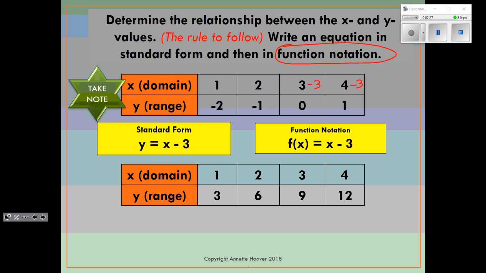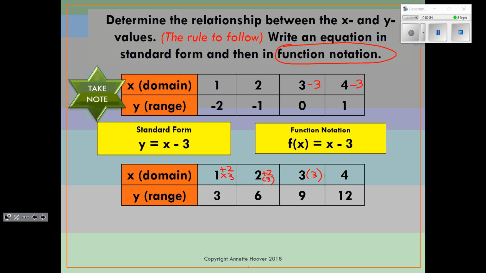Here's another table. We're going to look for a rule. Look at the x right here, the input. We say, what do we do to 1 to get to 3? Well, you could add 2, or you could multiply times 3. Which one of those works for the rest of the table? If we add 2 to this one, that makes 4. That does not work. But if we multiply times 3, that equals 6. That would work.